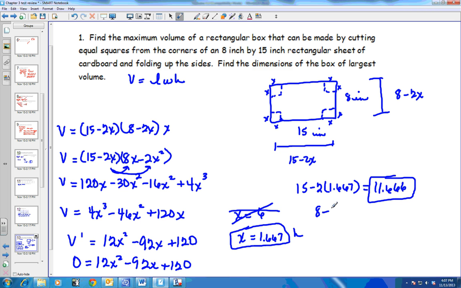And then 8 minus 2, I'm finding this side now, it's going to be 8 minus 2 times 1.667, 4.666. So those are the dimensions of my box. Okay, however you want to write that. There's my height, there's my length and width. And I need inches on those. Okay, so problems 2 through 5 will be on the next video.